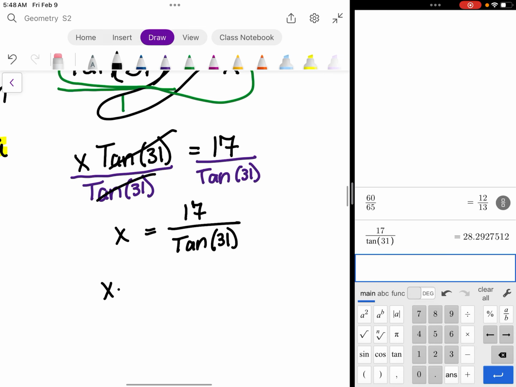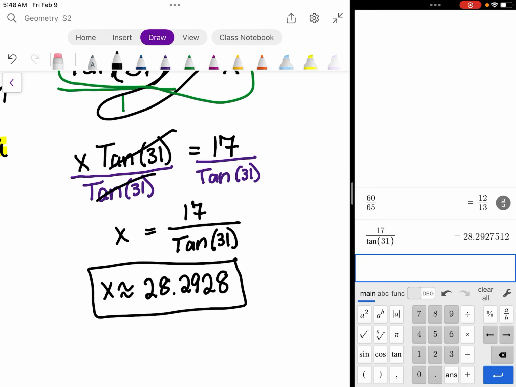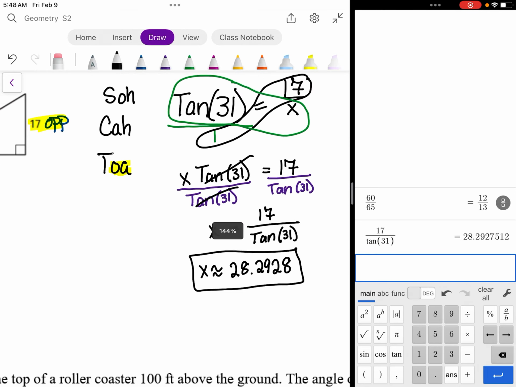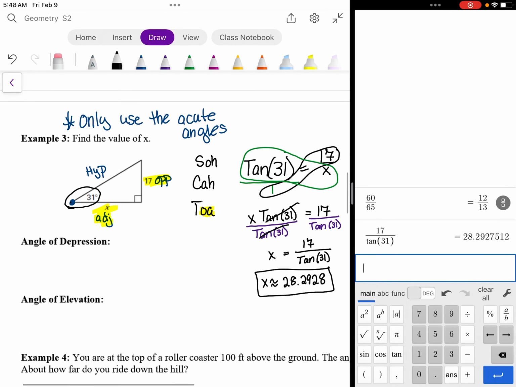For these problems, you are going to round to 4 places behind the decimal point. So you're going to put 28.2928. And that would be our value for x. And with these ones, you are going to need a calculator to figure out what the sine or cosine is of these different ratios.